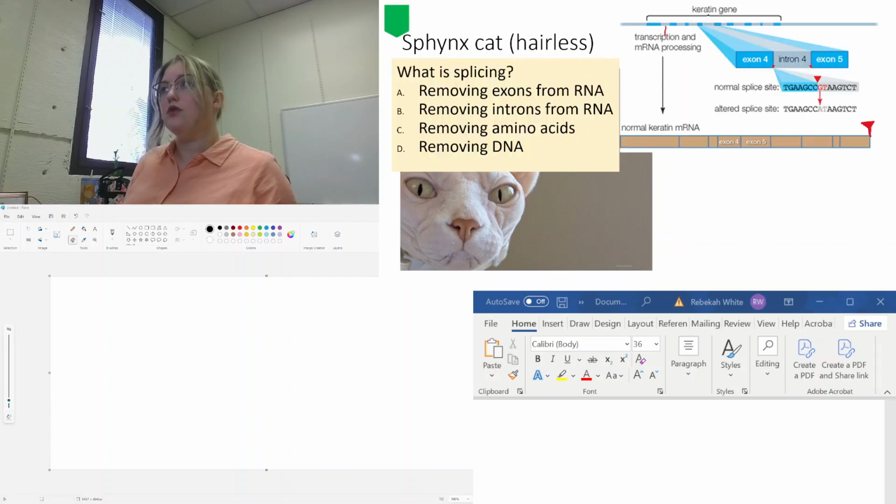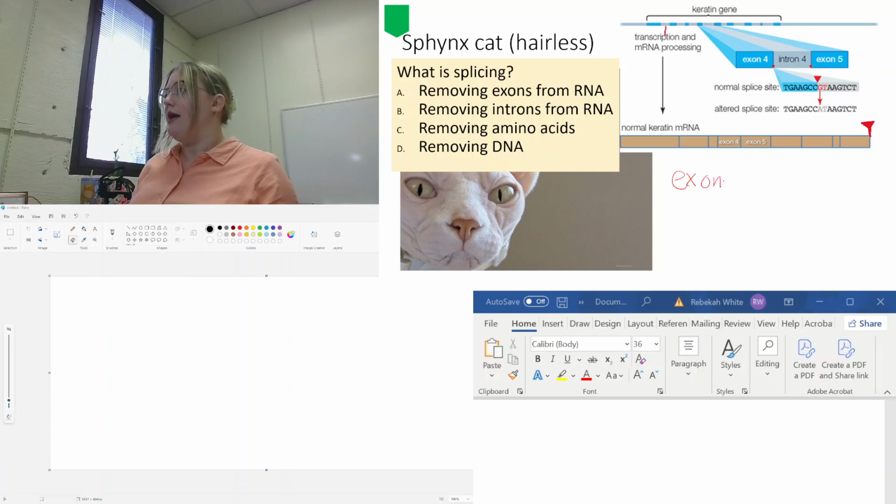But let's talk about how this expression changes. We were talking before about repressors that keep the mRNA from being transcribed. But there can also be mutations that change the way the mRNA is processed. Remember, we talked about processing or splicing. So take a moment and answer this question. What is splicing? Is it A, removing exons from RNA, B, removing introns from RNA, C, removing amino acids, or D, removing DNA? Take a moment, give your answer, and we can discuss.